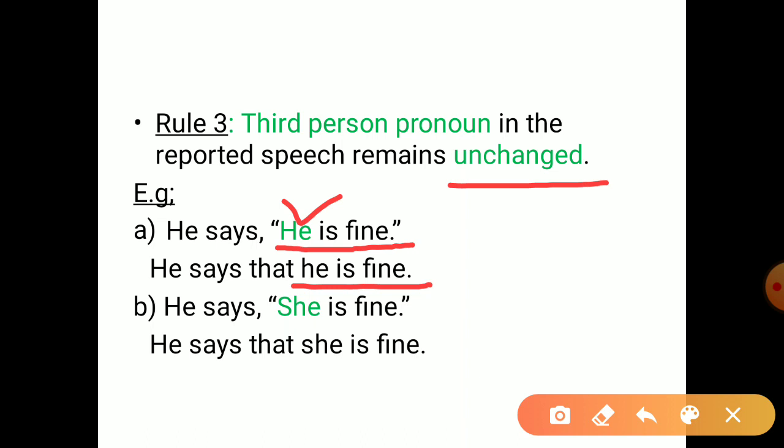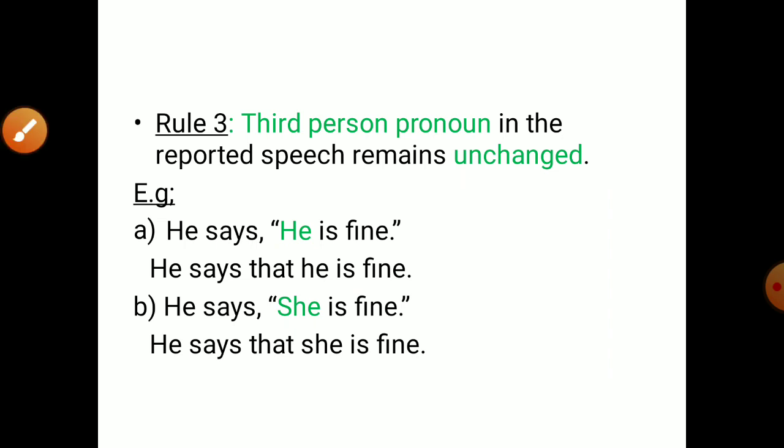So we have this second example. He says she is fine, so she is also a third person pronoun, so it remains unchanged. He says that she is fine, so she is fine remains she is fine. There is no change. So these were the three rules. First, how does a first person pronoun change? It changes according to the subject of the reported verb. Second person pronoun changes according to the object of the reported verb. Third person pronoun does not change, it remains unchanged. So this is very simple.